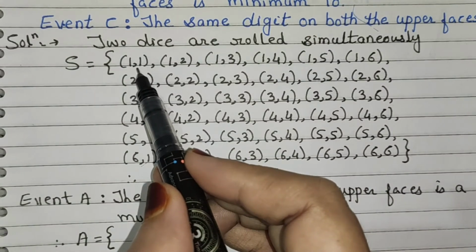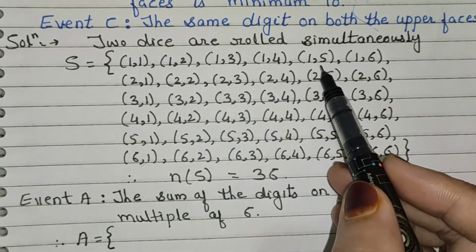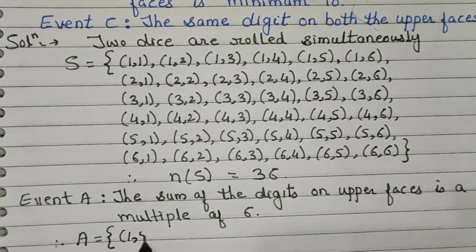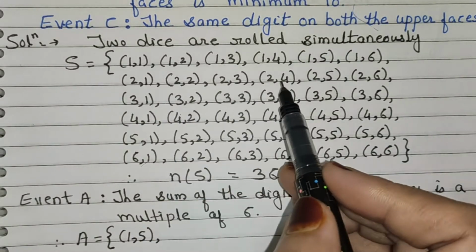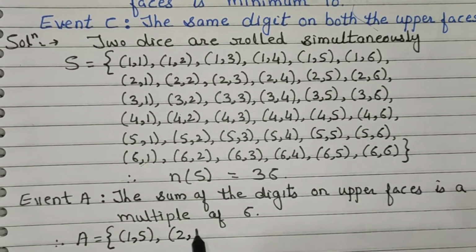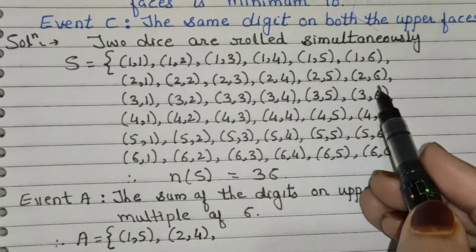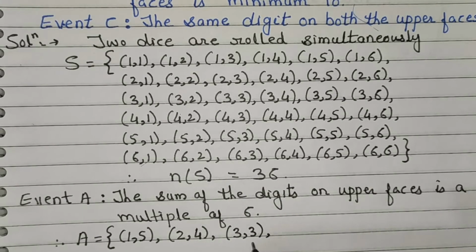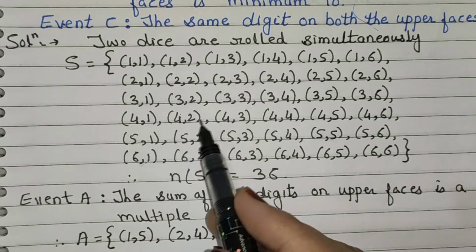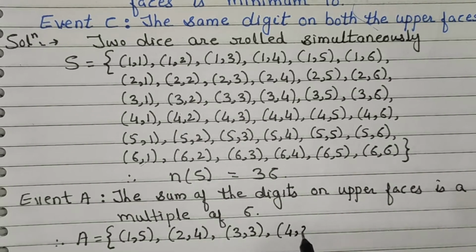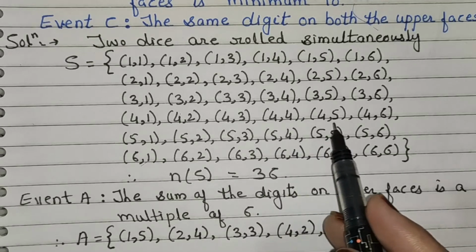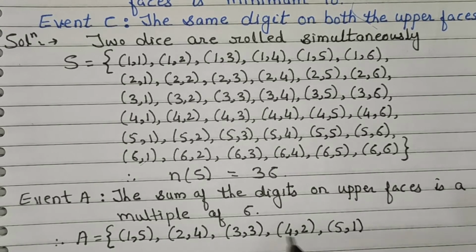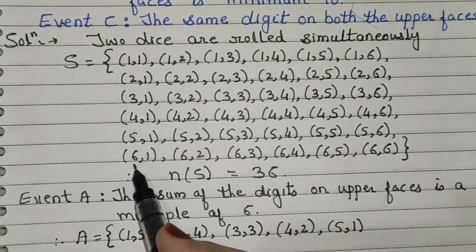Now sum here, 1 plus 5 is 6. It is a multiple of 6. Write down here (1, 5). Now next one (2, 4). 2 plus 4 is 6. Therefore it is a multiple of 6. Now next one (3, 3). 3 plus 3 is 6. It is a multiple of 6. Now next one (4, 2), 6, multiple of 6. Now next one is (5, 1), 6, multiple of 6.